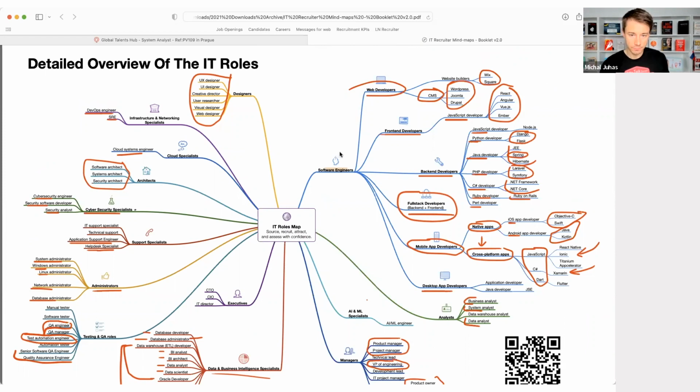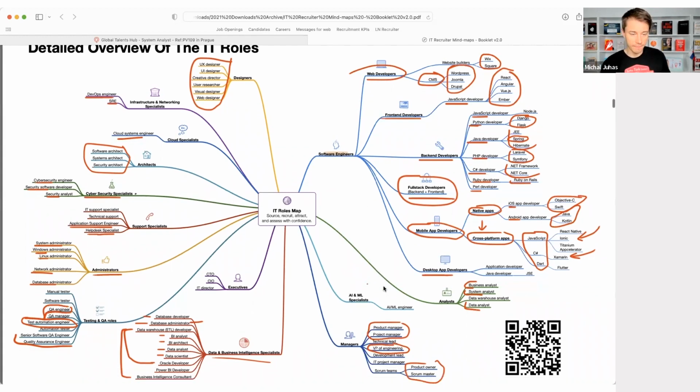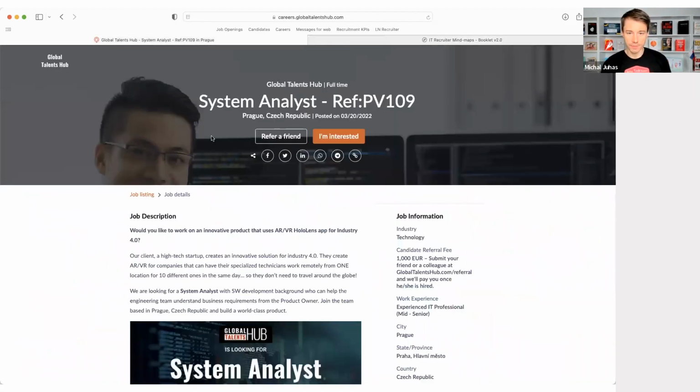And then the question is, what do they actually analyze? They analyze the requirements, they analyze the data, they analyze the systems, they analyze security. So different analysts could specialize in a specific area. And that's exactly what we are going to talk about today. So what kind of analyst does our client need? Let me go back to the opening.